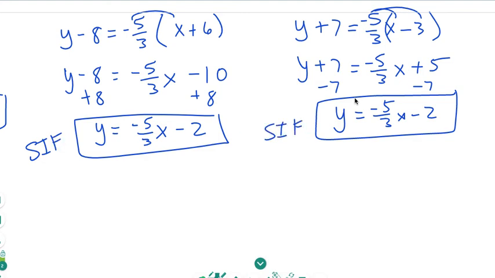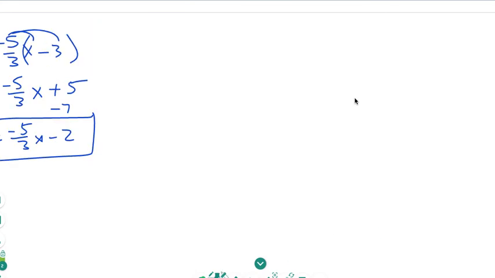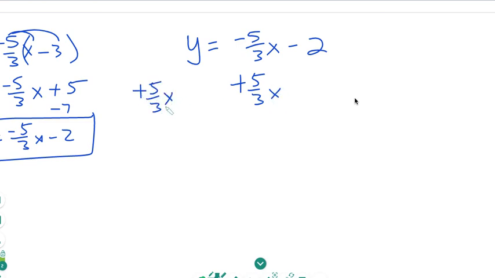Now I'm going to take that slope intercept form equation, and it's going to be y is equal to negative 5/3 x minus 2, and I'm going to put it into standard form. So the first thing I'm going to do is to zero pair out the 5/3 x, and I'll have 5/3 x plus y is equal to negative 2.